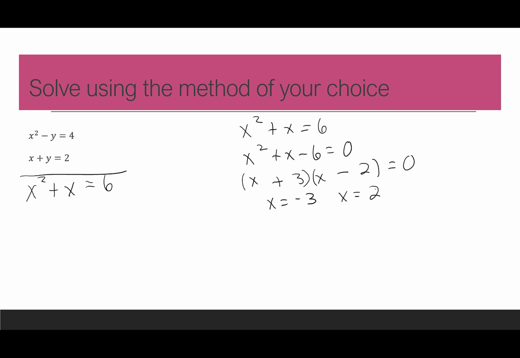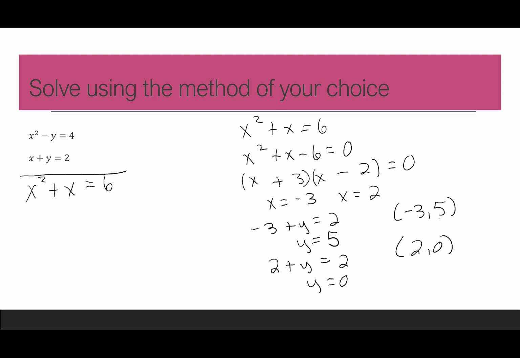We have this nice little line, x plus y equals 2, so that's where I'm going to put my value in. So I'm going to say negative 3 plus y is 2. y would be positive 5, so I have negative 3, positive 5. And then I also have that 2 plus y is 2, which says y is 0. So I have the point 2, 0. So 2 intersection points for this quadratic with a line.